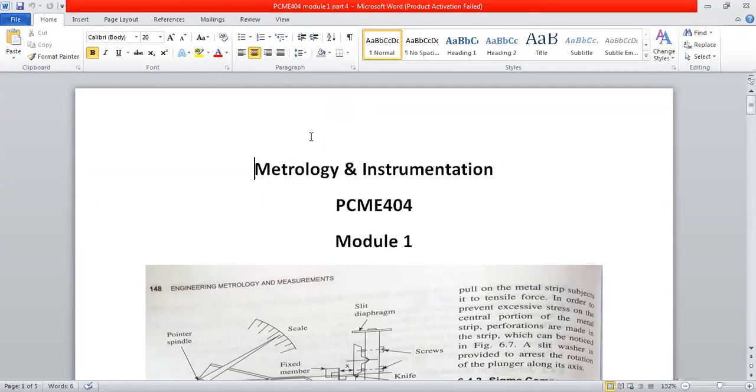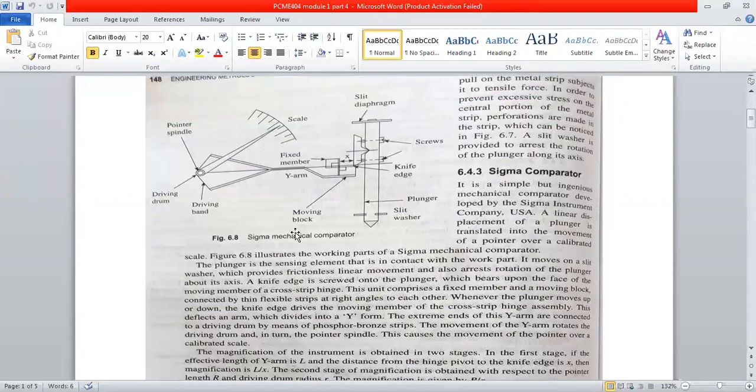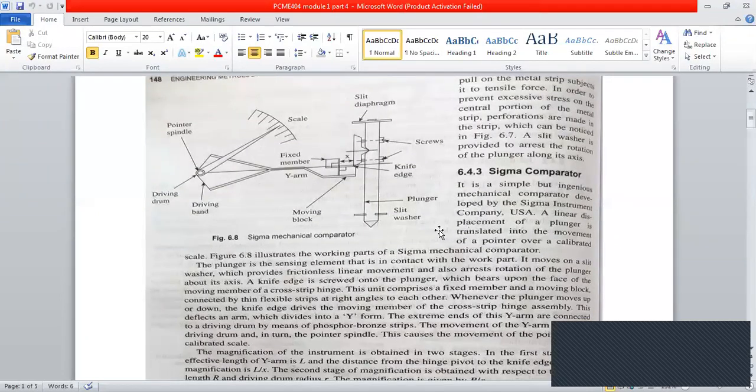So here is the schematic diagram of the Sigma mechanical comparator device. It is a simple comparator device. A linear displacement of a plunger is transferred into the movement of a pointer. So this is the diagram.